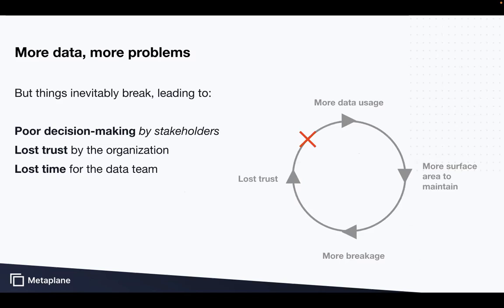It seems to be a popular phrase now, but inevitably things break if we stick with our old ways. That can lead to poor decision making by your stakeholders, loss of trust by the organization. There's a theme coming on about data trust, and lost time for the data team because you're always firefighting, going back, fixing something that broke.